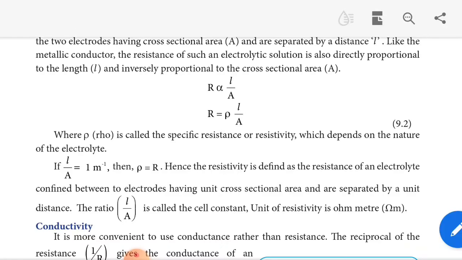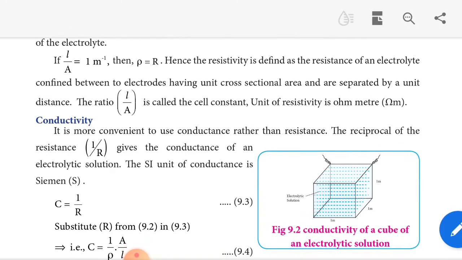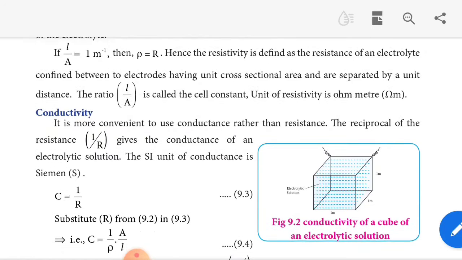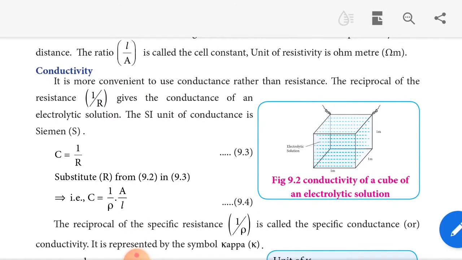Okay. The next one, conductivity. What is meant by conductivity? The reciprocal of the resistance gives the conductance of electrolytic solution. It is called conductance. The SI unit of conductance is Siemens, S. The formula is G equals 1 by R, that is G equals 1 by rho times A by L.